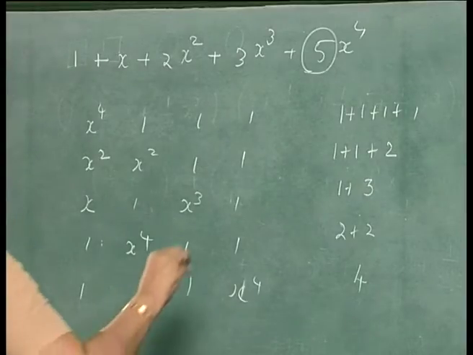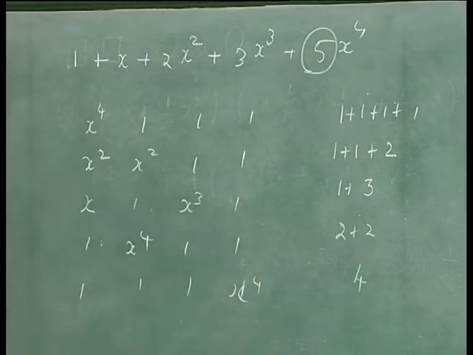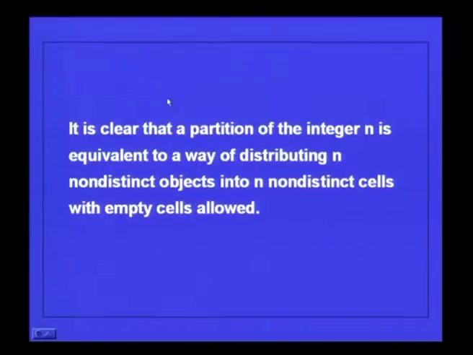So, this coefficient will give you the number of ways you can partition an integer, and you can look at it as the partition of an integer is equivalent to the way of distributing n non-distinct objects into n non-distinct cells.